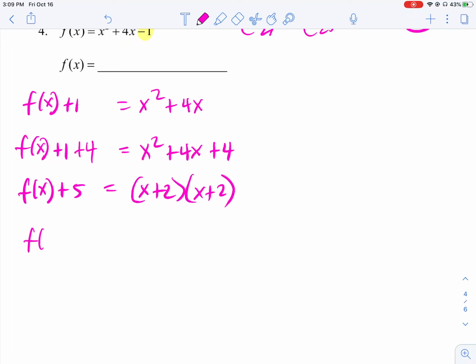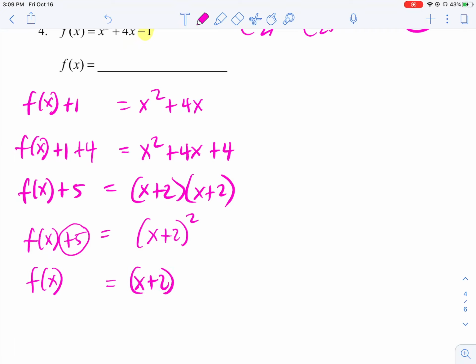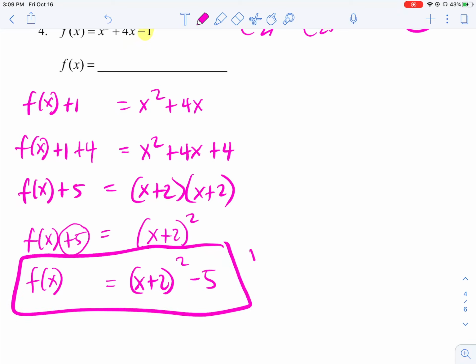And so I can have f of x plus 5. And remember now, I can write that one time. So I have f of x. We need to move the positive 5 away. x plus 2 squared minus 5. And now you have the vertex form. Okay? Not that bad, right?